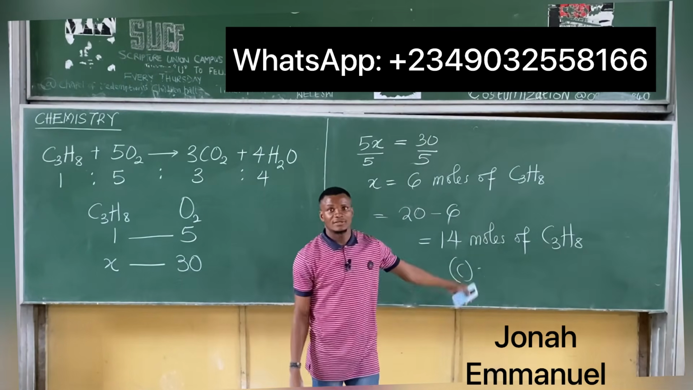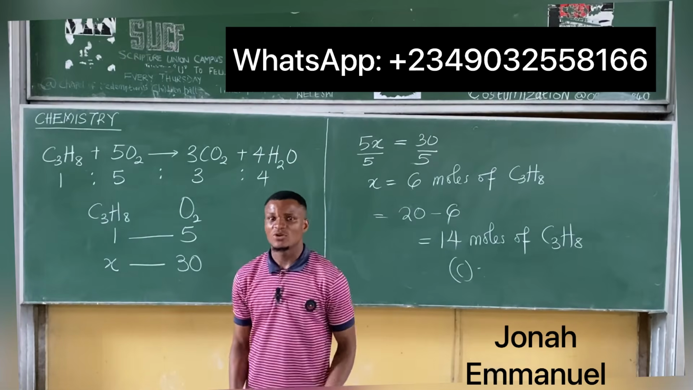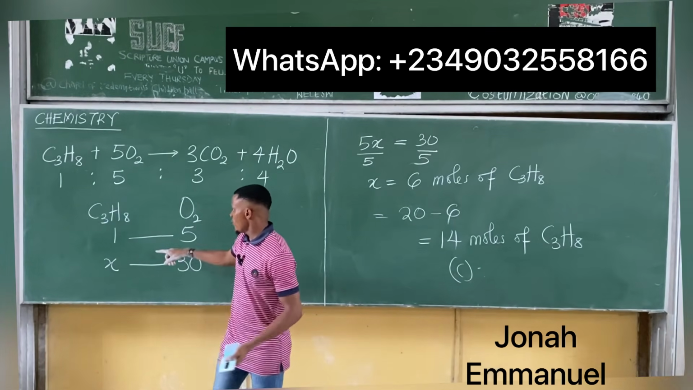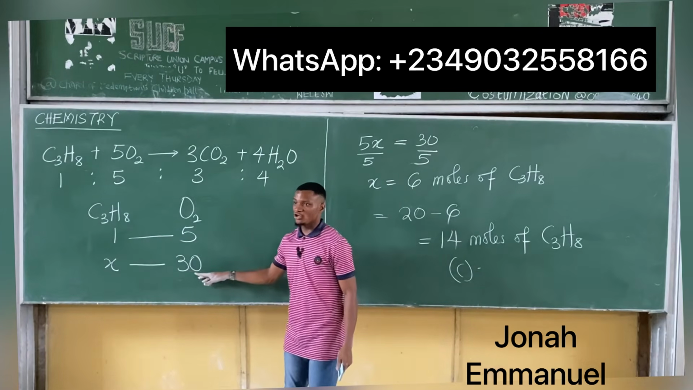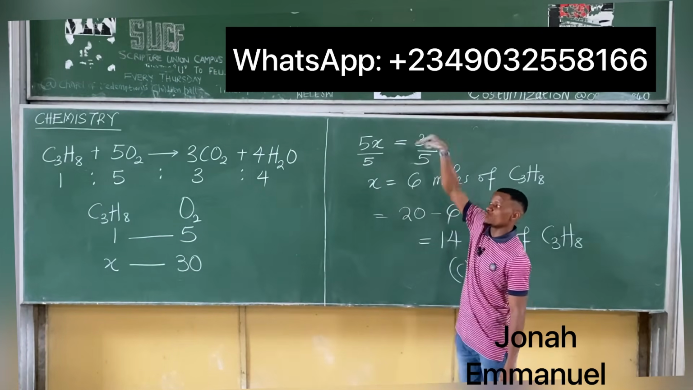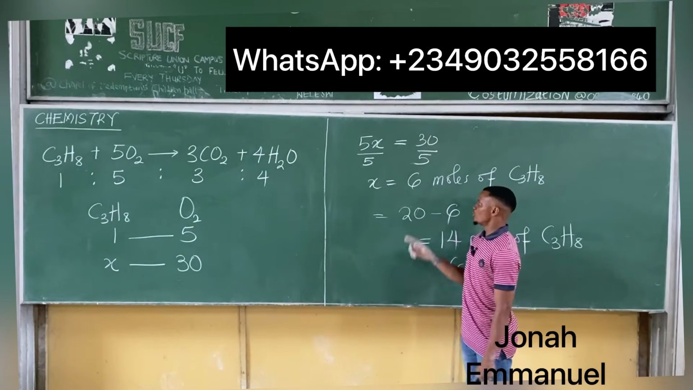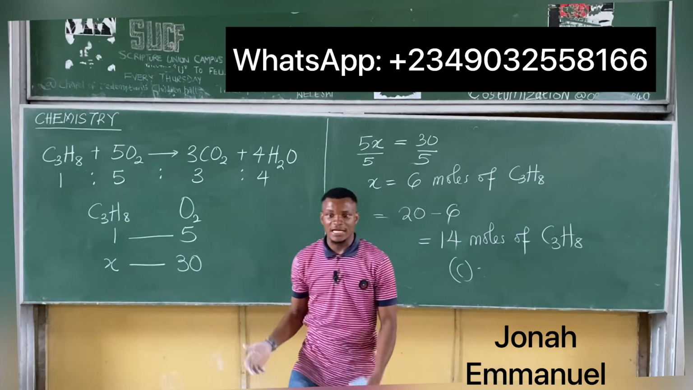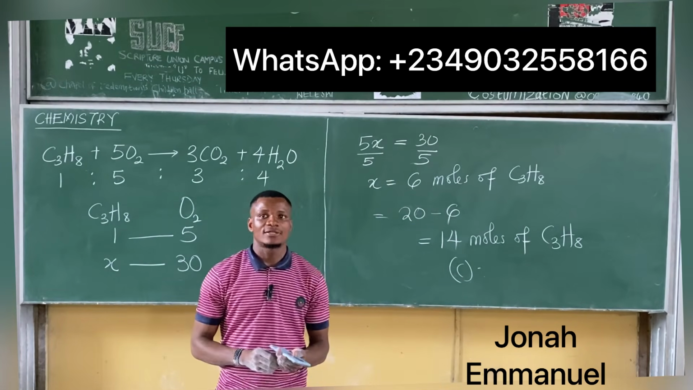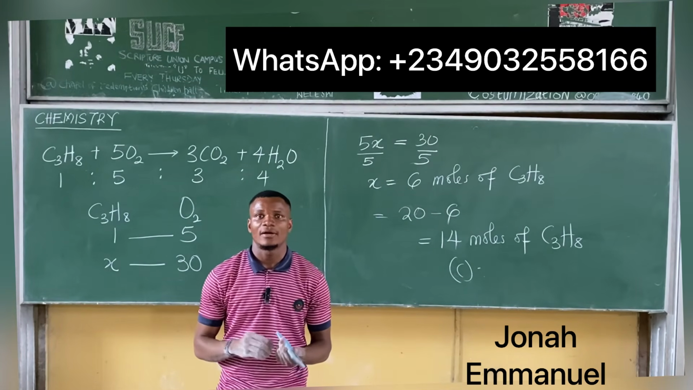So that's how you solve this question. It's easy. Always make sure that your excess is X. Work with the limiting. When you're done, you have your answer. Compare this answer with what was given. I'm working with only 6. I was given 20. What's remaining? 20 minus 6. That's 14. So that's how we solve this question, please. Any question, please?